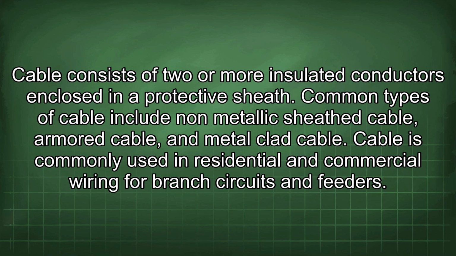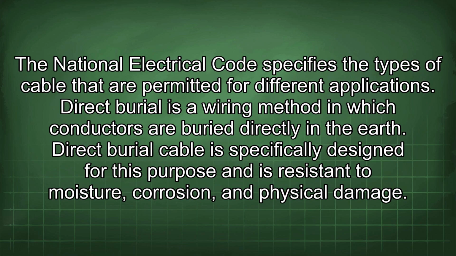Cable consists of two or more insulated conductors enclosed in a protective sheath. Common types of cable include non-metallic sheath cable, armored cable, and metal-clad cable. Cable is commonly used in residential and commercial wiring for branch circuits and feeders. The National Electrical Code specifies the types of cable that are permitted for different applications.